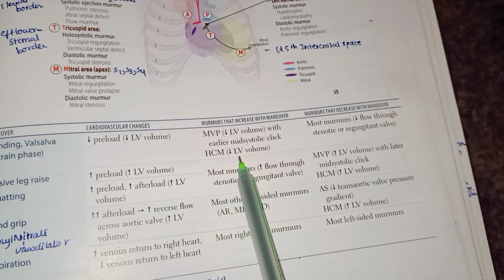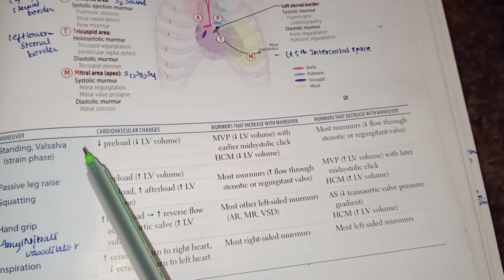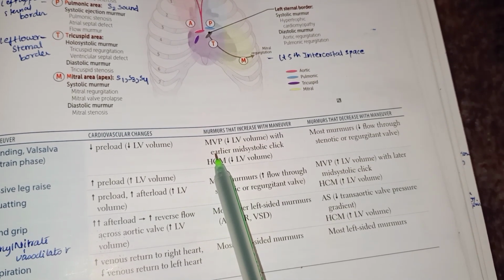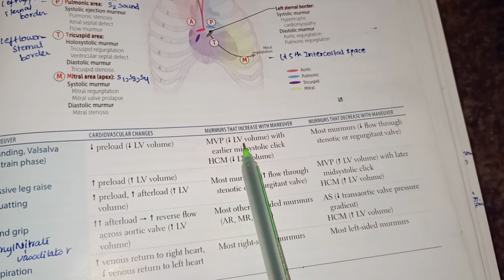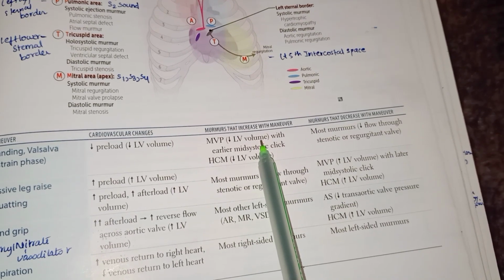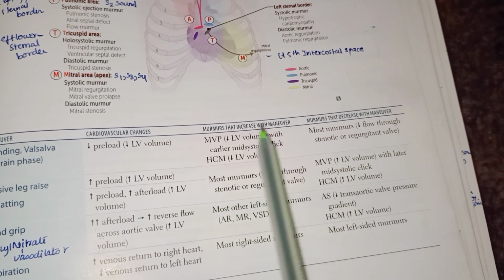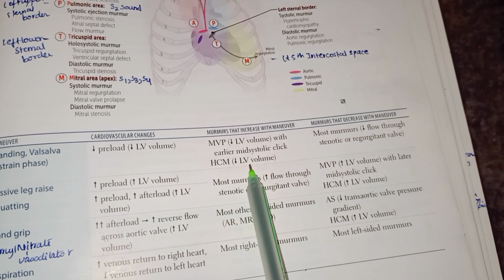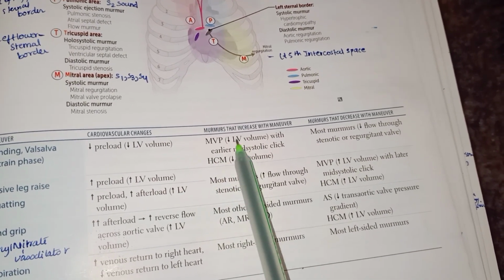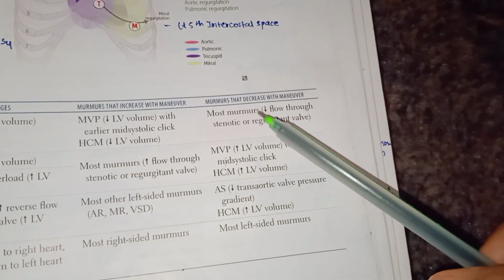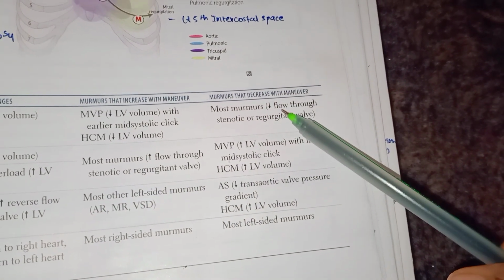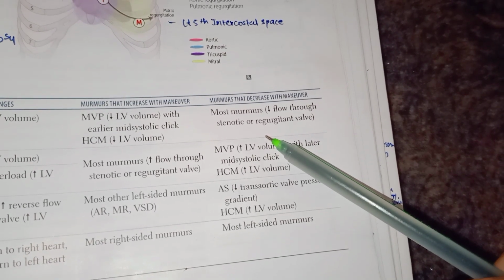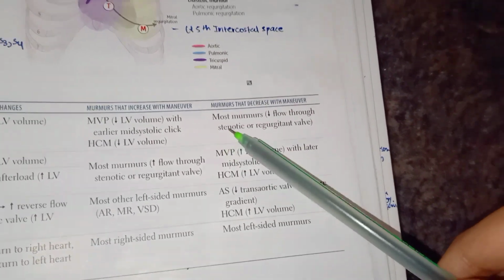These two conditions are increased in this manner because in both there is a decrease in left ventricular volume. In mitral valve prolapse, most of the blood goes back into the left atrium, so left ventricular volume is decreased, with a mid-systolic click. And in hypertrophic cardiomyopathy also there is low left ventricular volume. So in both these conditions this maneuver increases the murmur, whereas most murmurs, like those from decreased flow through a stenotic or regurgitant valve, decrease with this maneuver.